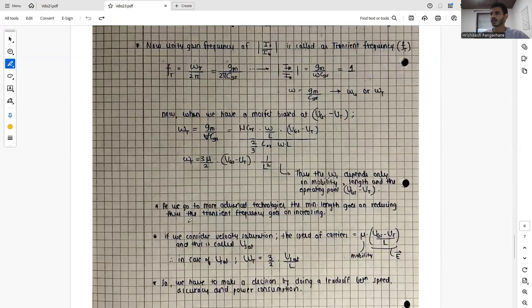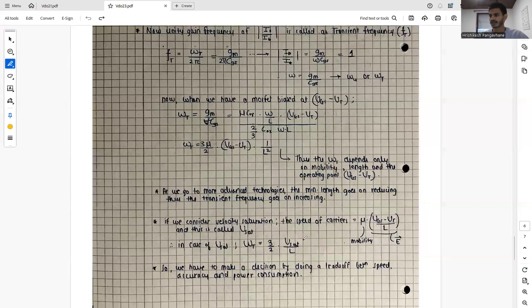As we go to more advanced technologies, the minimum length keeps reducing, which means that the transit frequency keeps increasing. And if we consider velocity saturation, VSAT, the speed of the carriers, which is basically mobility multiplied by the electric field, in case of VSAT, omega t is nothing but 3 by 2 VSAT divided by L.